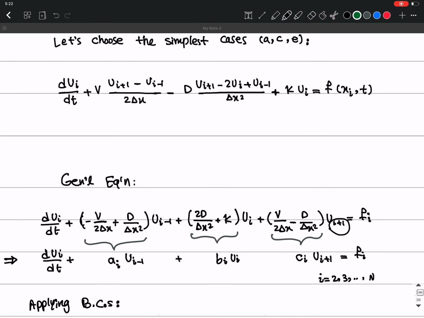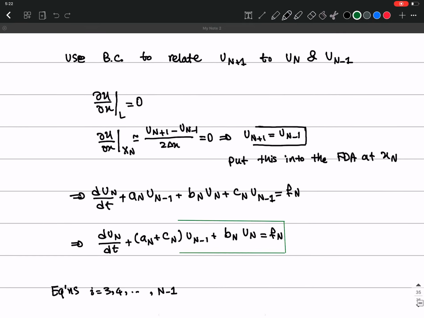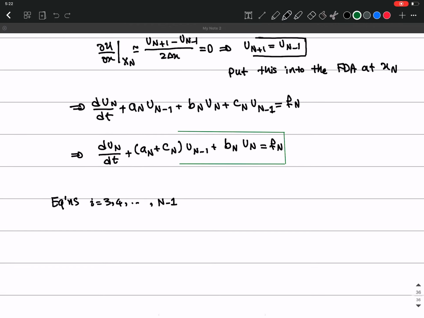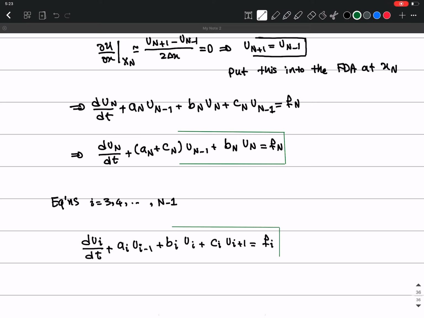Because we only go up to u_{i+1} and u_{i-1}. If we were going further in points, we would have to apply the boundary conditions further. But because we don't, for these intermediate nodes the equation is just the general equation: du_i over dt plus a_i u_{i-1} plus b_i u_i plus c_i u_{i+1} equals f_i. So these are the n equations that I have to solve.